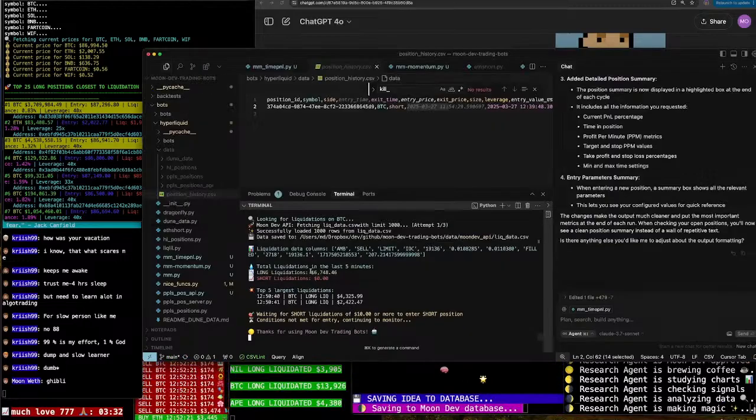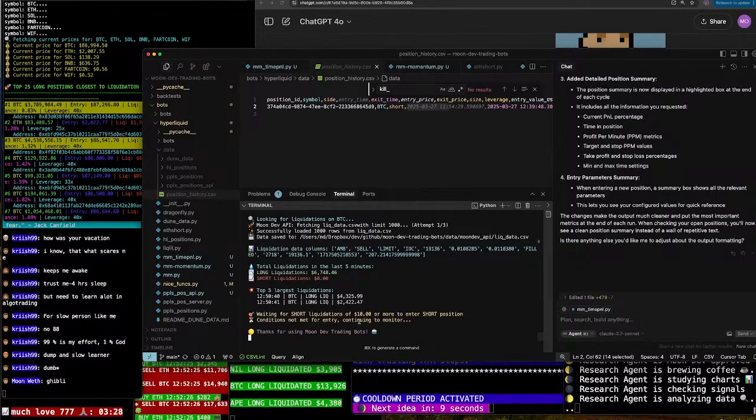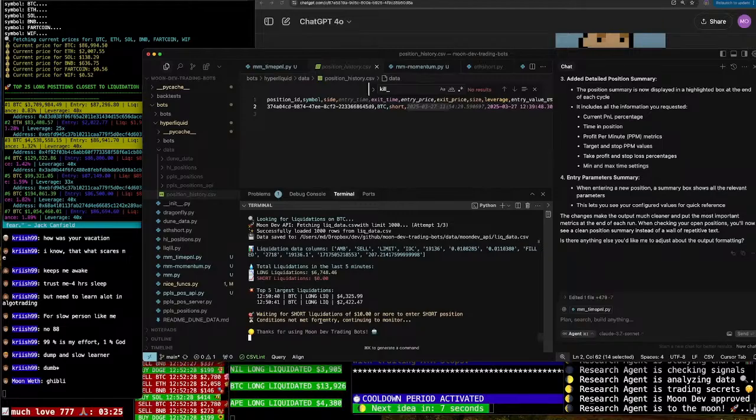Okay, so you can see the liquidations are coming through now. I just need $10 or more. Wait, of short liquidations. Shoot. So we might be here forever.